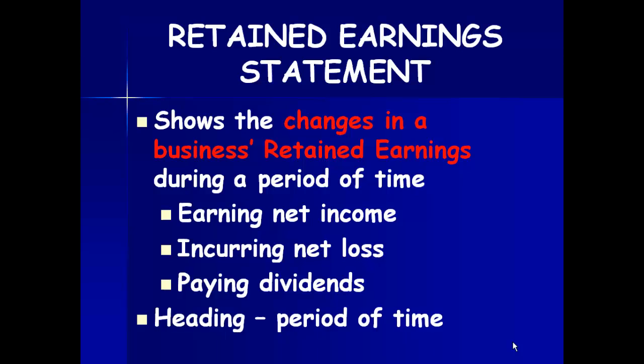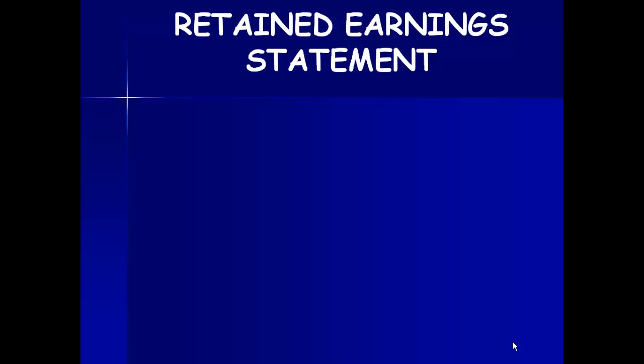The heading for the retained earnings statement: company name, name of the statement. The last line is exactly like it is on the income statement. Again, it covers a period of time, for a month or a quarter, just like the income statement did.